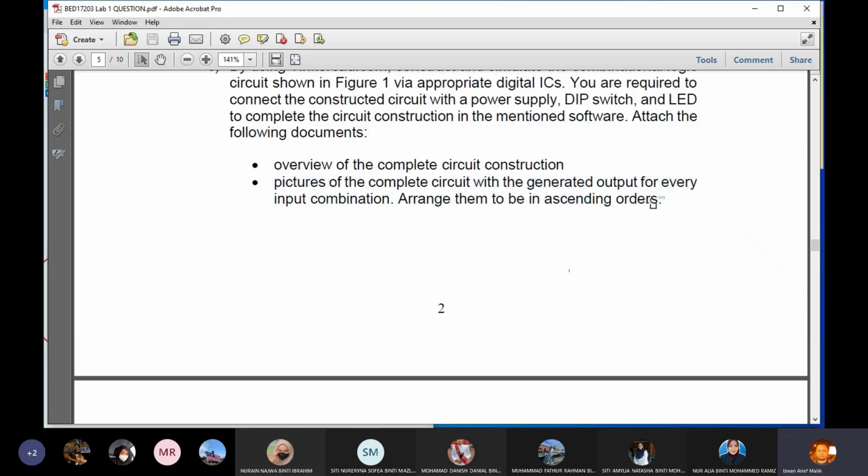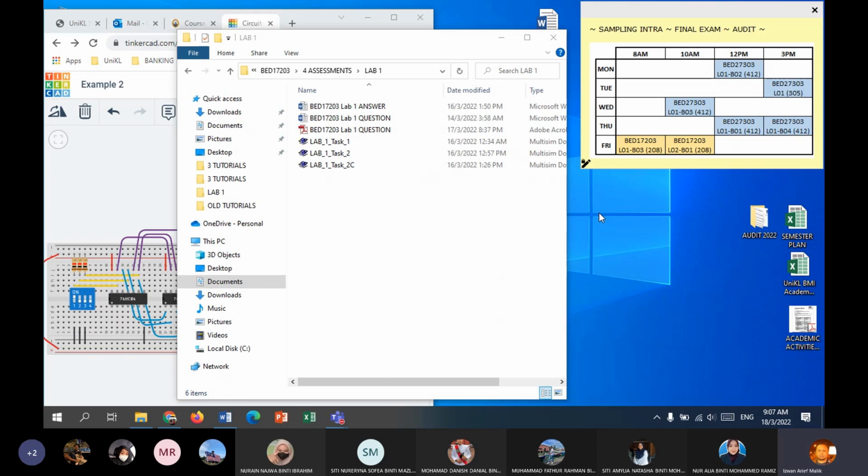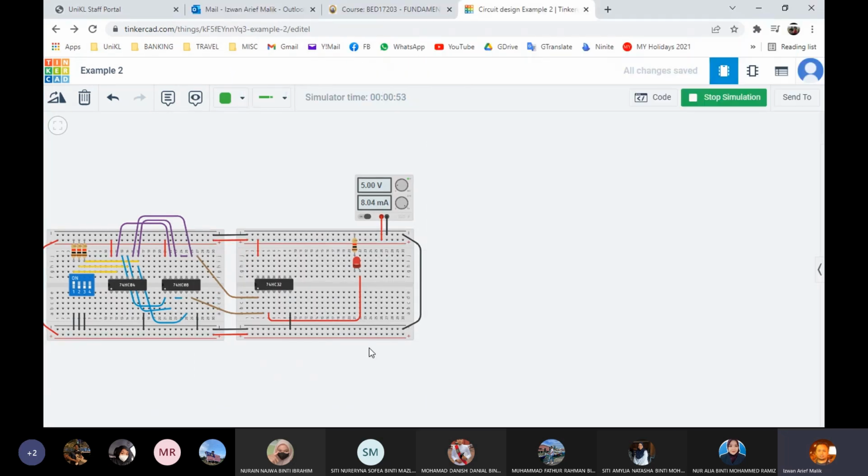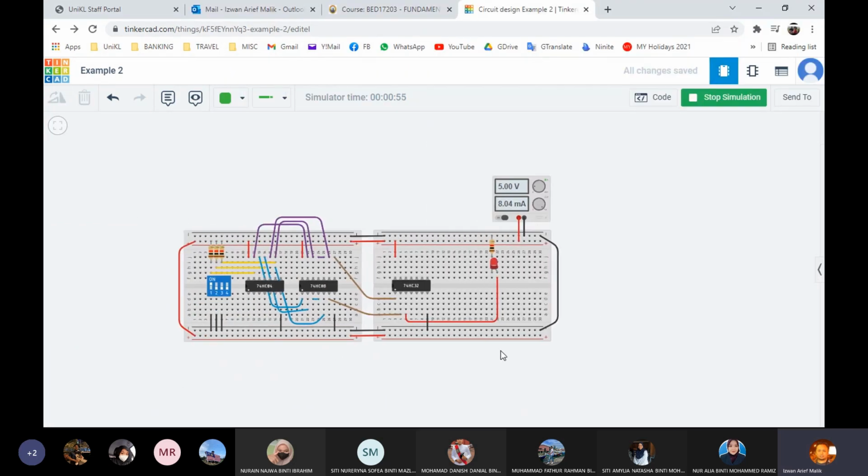Okay, so dekat sini ada 8 gambar. Dekat sini ada 1 gambar. So there will be 9 snapshots yang you kena paste kan. Alright. So that is the Tinkercad punya exercise. So you may try them by yourself lah. Nanti I will share this video with you guys lah. Okay, cuma yang ni connection ni you kena make sure you understand how to do it.